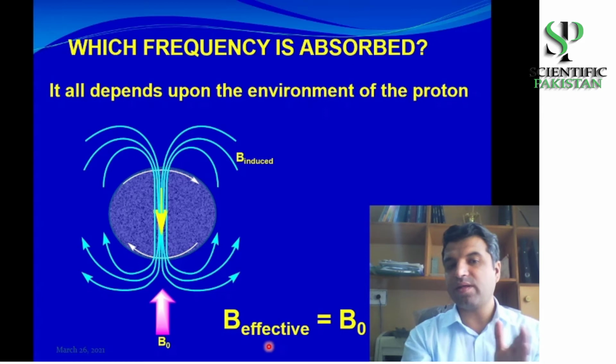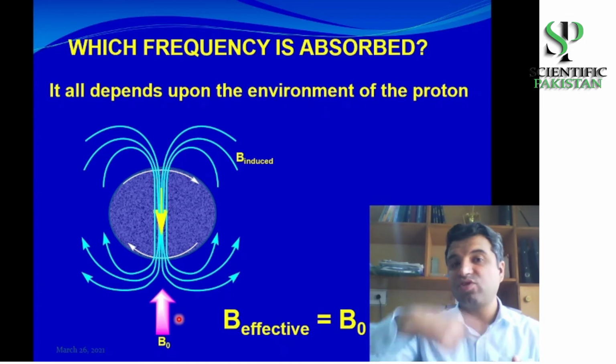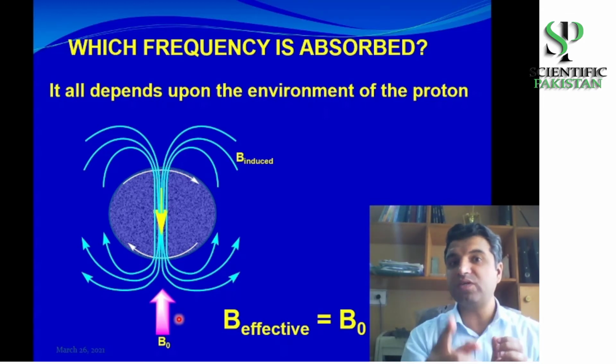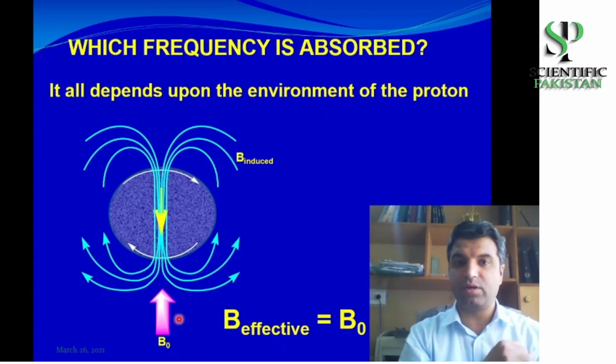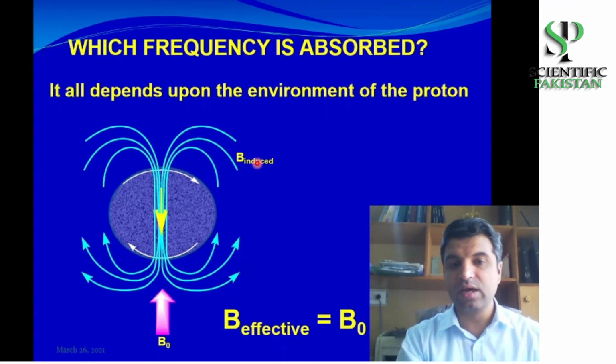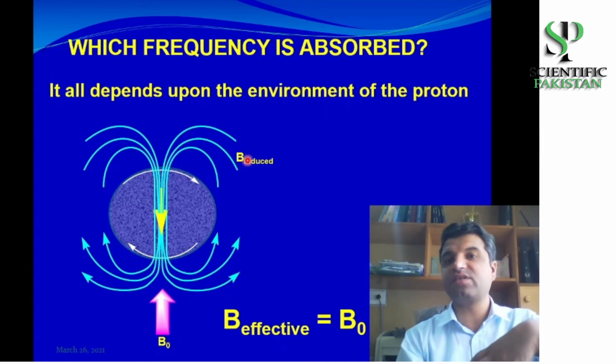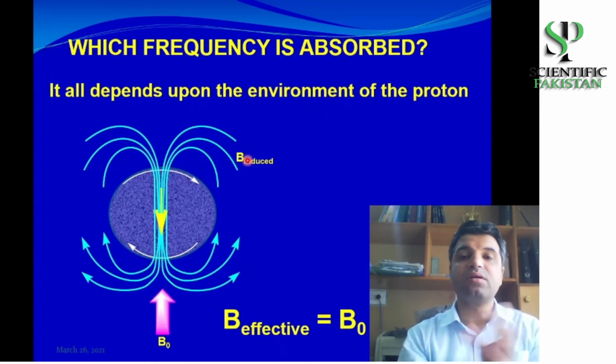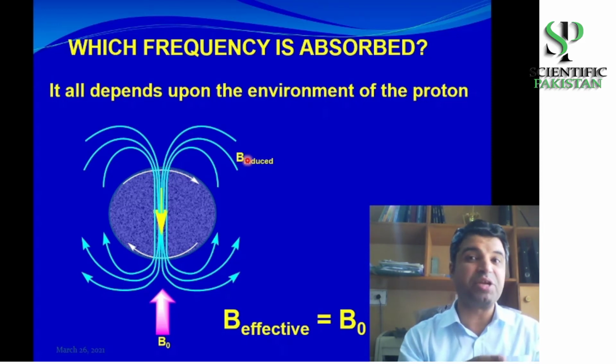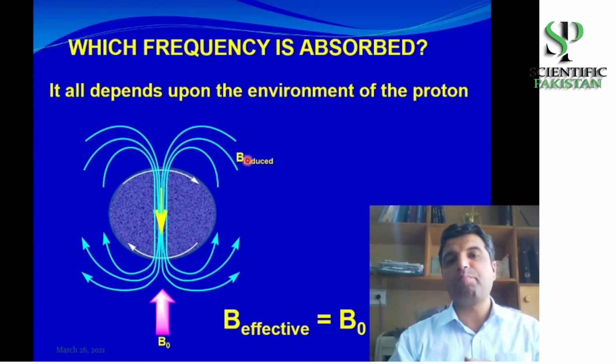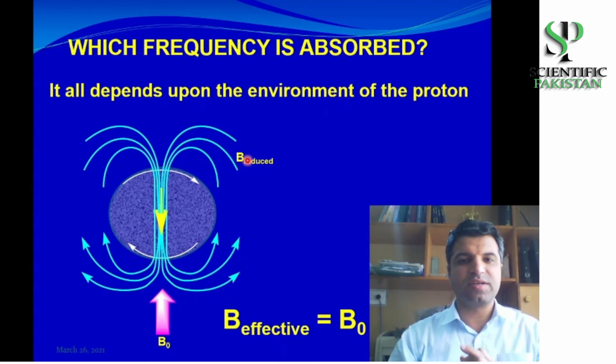But if it is in a region where the magnetic field lines are in the same direction as B naught, then they are actually reinforcing the effect of B naught, which means that B effective would be greater than B naught, because in that case B effective is equal to B naught plus B induced. If B effective is greater, the Larmor frequency will increase, the resonance frequency will increase, and that might be slightly higher than 300 megahertz if B naught is equal to 7.05 Tesla. And that is why all of these protons might not absorb the same frequency from the radio frequency transmitter.